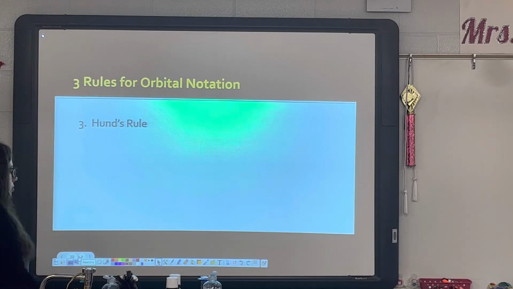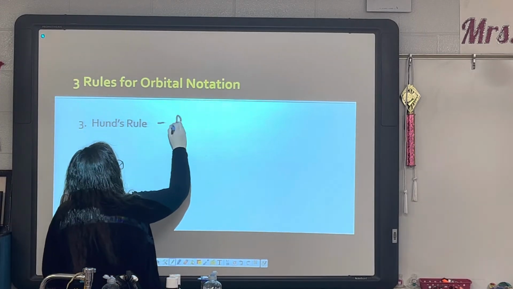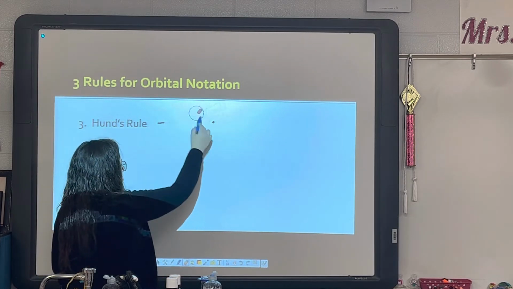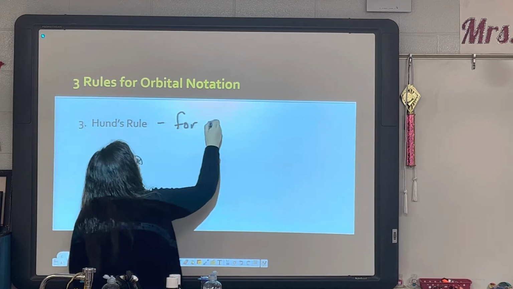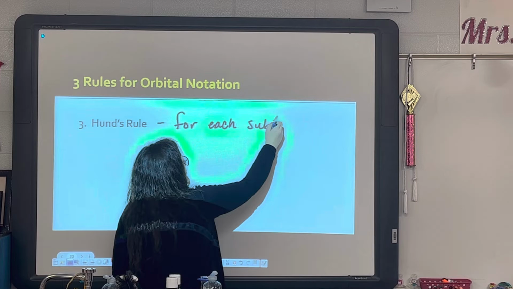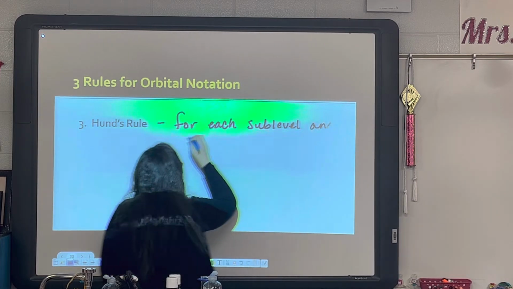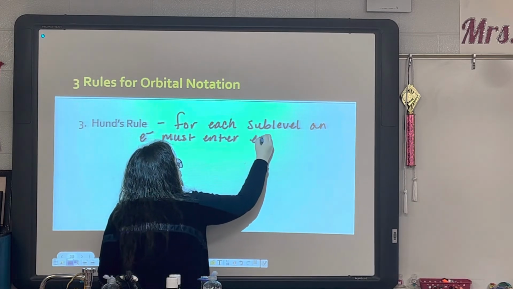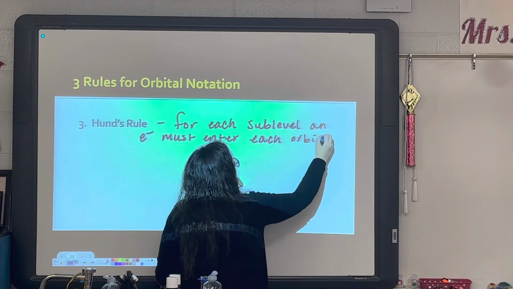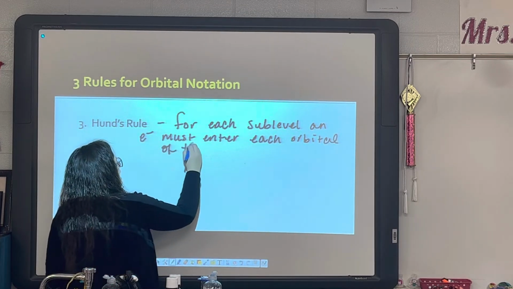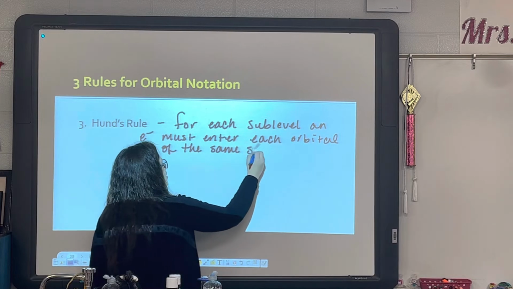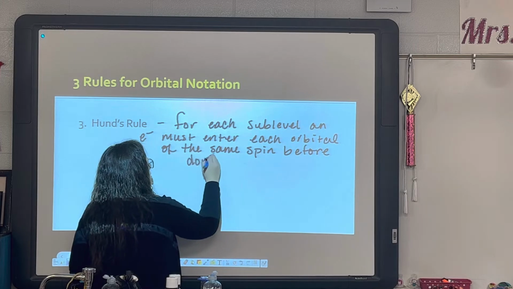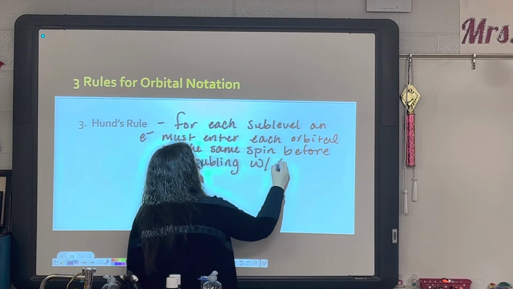And the last one is Hund's rule. Hund's rule says that for each sub-level, an electron must enter each orbital of the same spin before doubling with opposite spin.